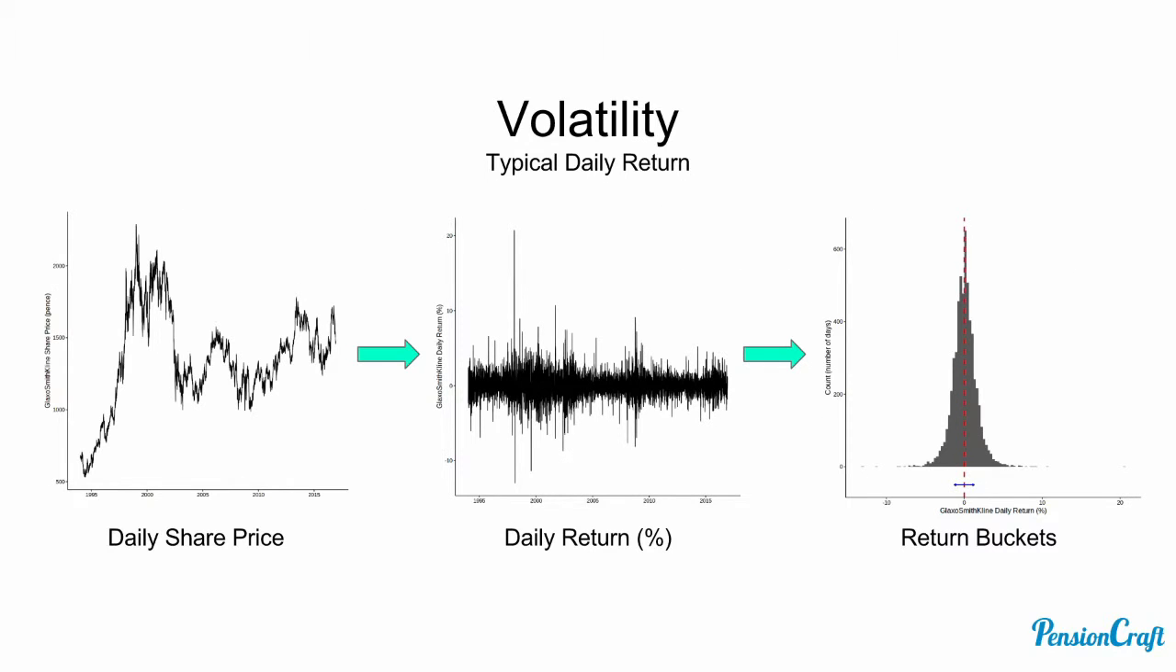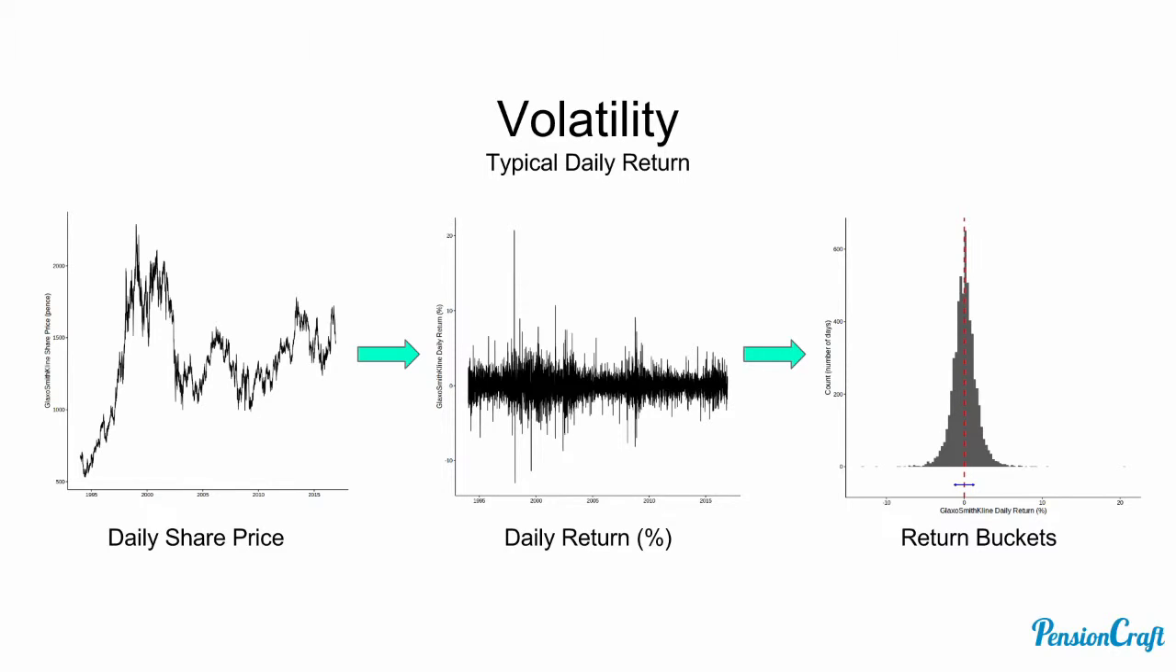In practice, we use much longer periods than 5 days. On the left is the daily share price for a large UK stock for the last 25 years. In the middle are those daily returns that we calculated before. Most of the time it's around 0. On the right, we've split the returns into buckets. So for every day over the last 30 years, we work out the return and then throw it into one of the return buckets. And you can see that 0% is the most likely bucket.